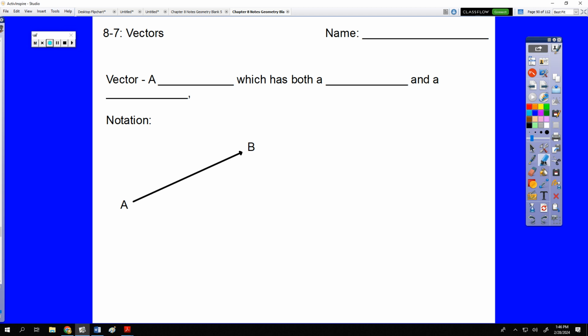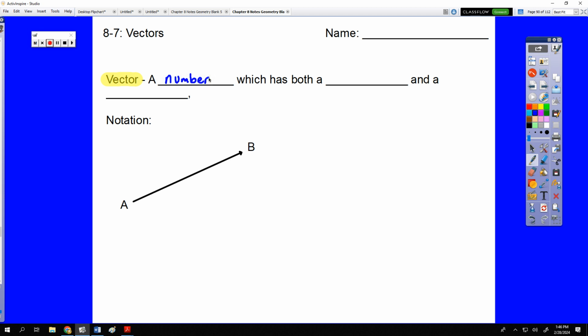Vectors are a new idea to most geometry students. You've probably never heard of vectors before. They're going to be infinitely important in advanced science and mathematics. So, we first need to define the word vector. A vector is a number, but it's not just a number.